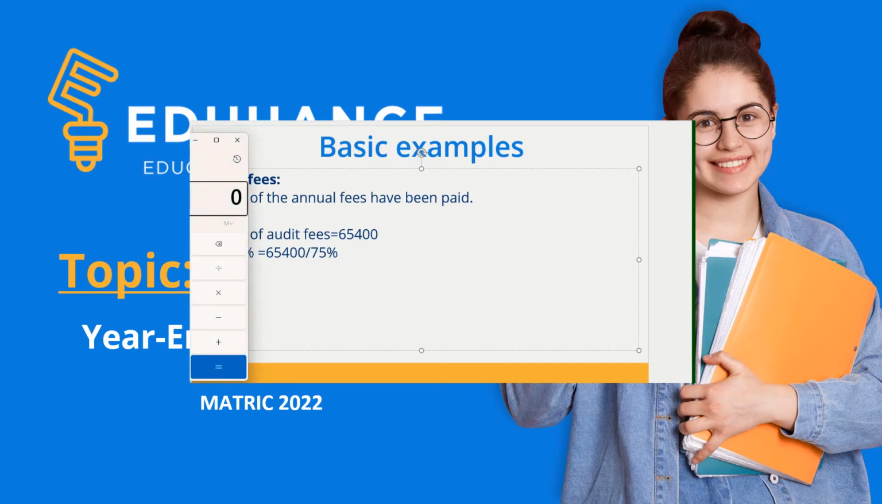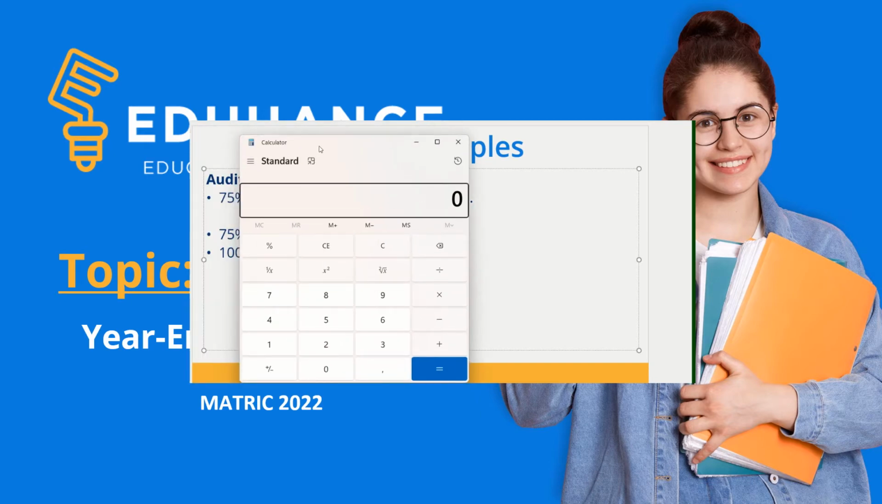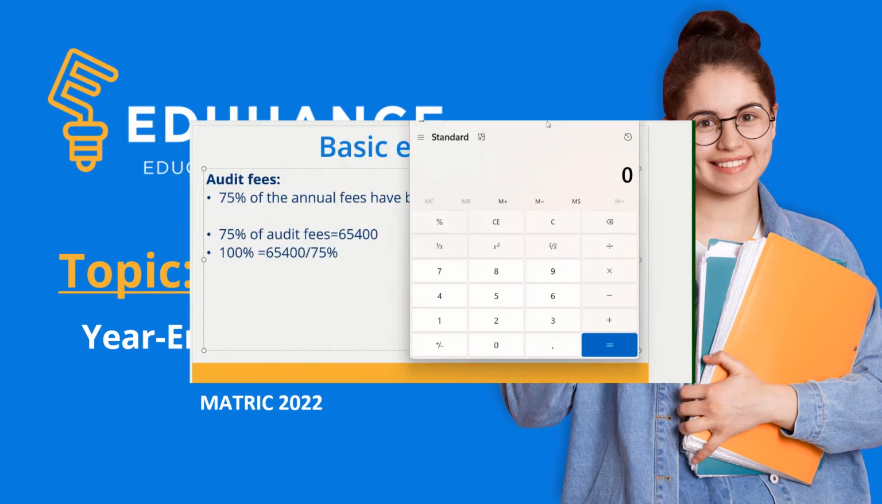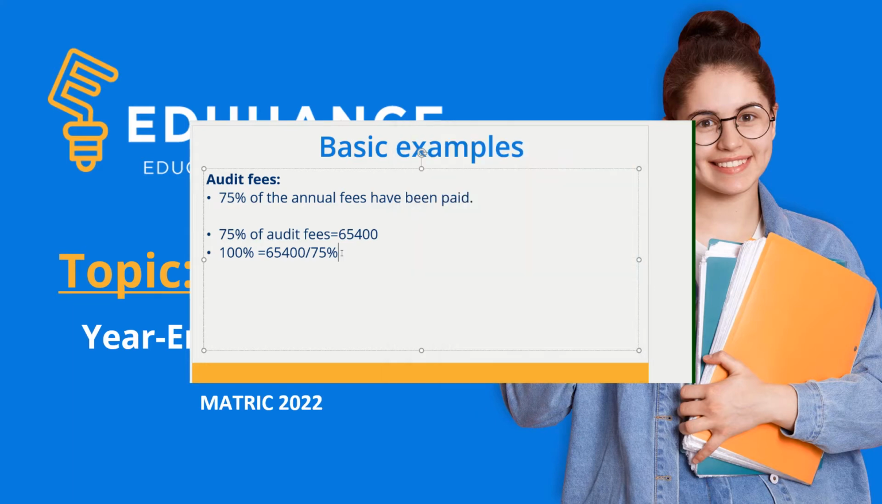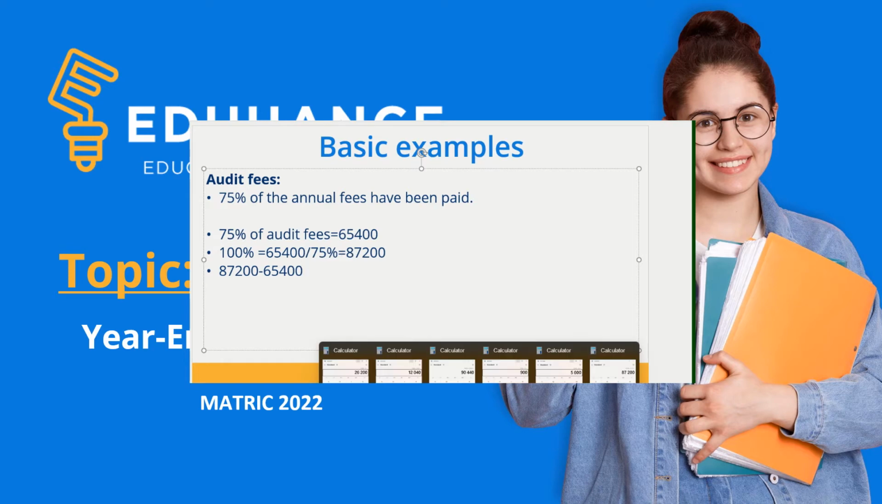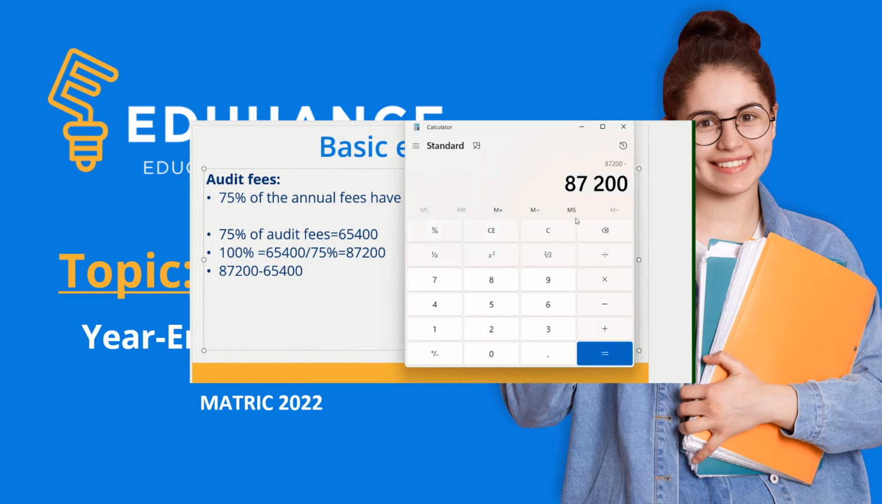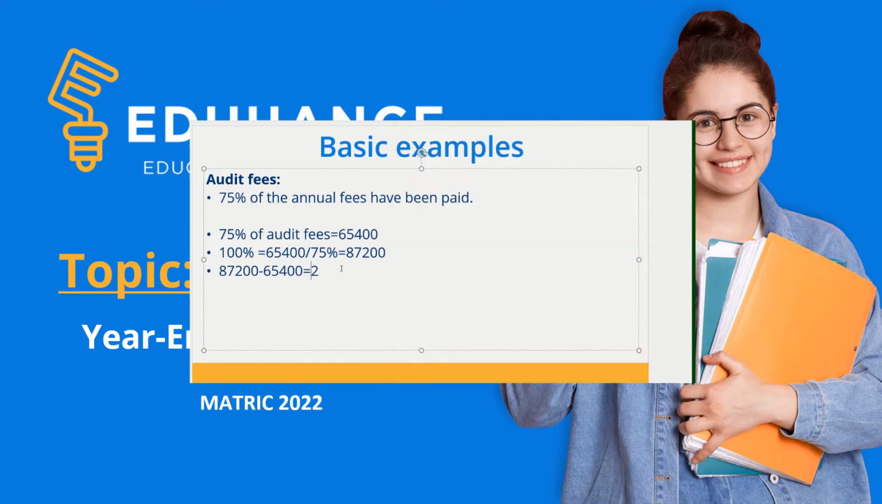Going to bring up my calculator. You say 65,400 divided by 0.75, which is 75%, will give you 87,200. That means we still need to account for some audit fees. 87,200 minus 65,400 gives you 21,800.